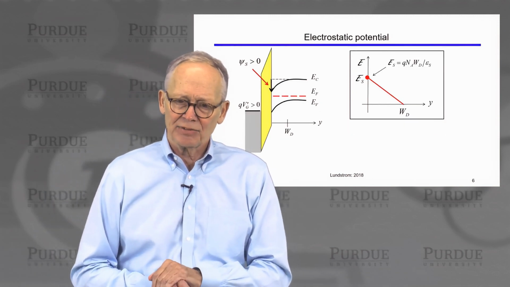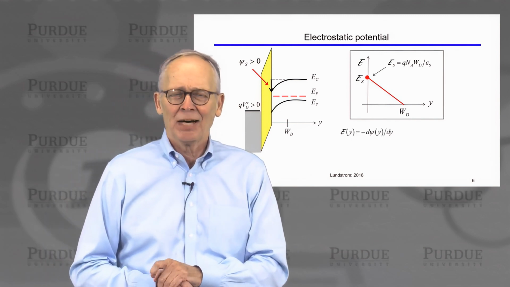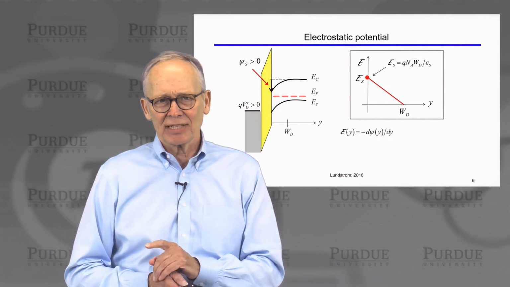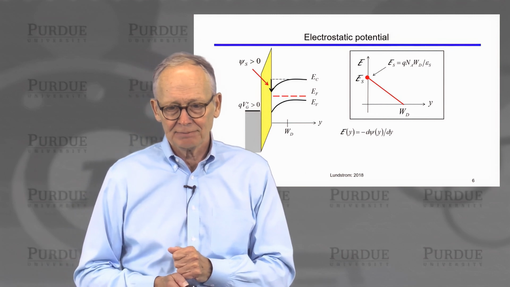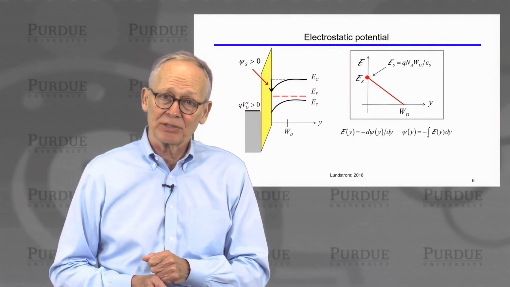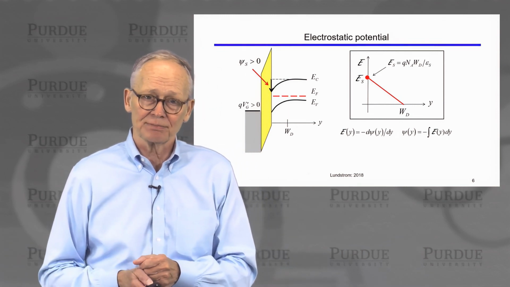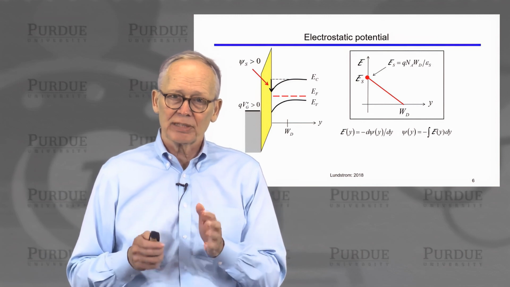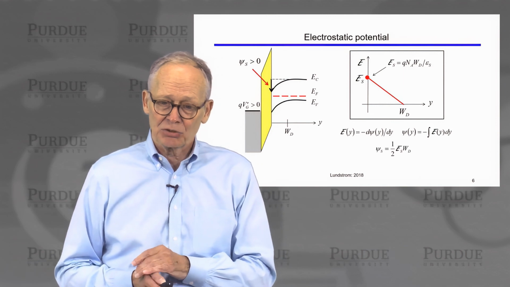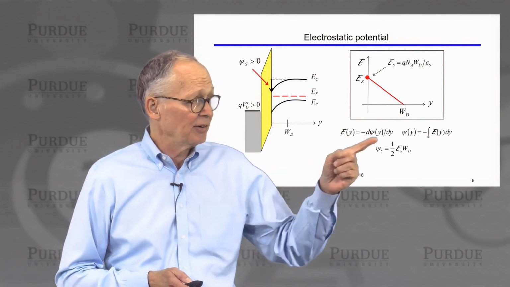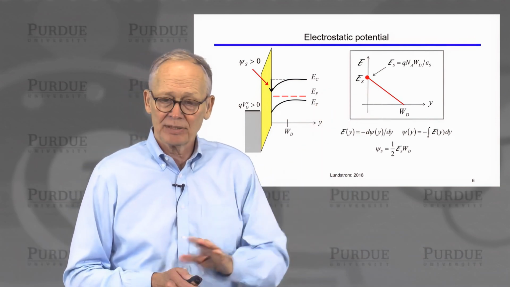All right, so we have the electric field versus position. That was relatively easy for us to get from the Poisson equation. Now, we remember that the definition of electric field is minus the gradient of the electrostatic potential. That means if I want the electrostatic potential versus position, I just integrate minus the electric field versus position. If I want the total potential drop across this region, that's the surface potential. Then it's just going to be the area under this curve. The area under a triangle is 1/2 height times width.